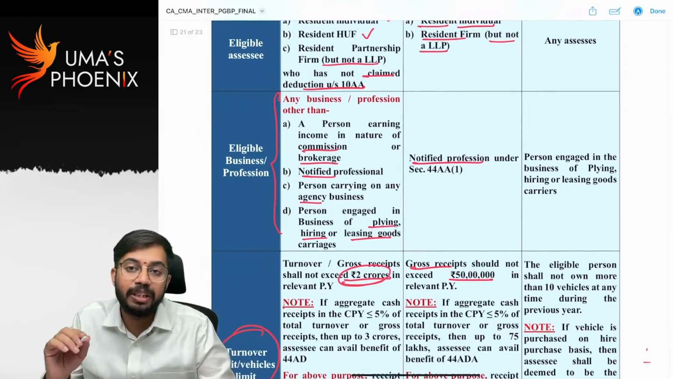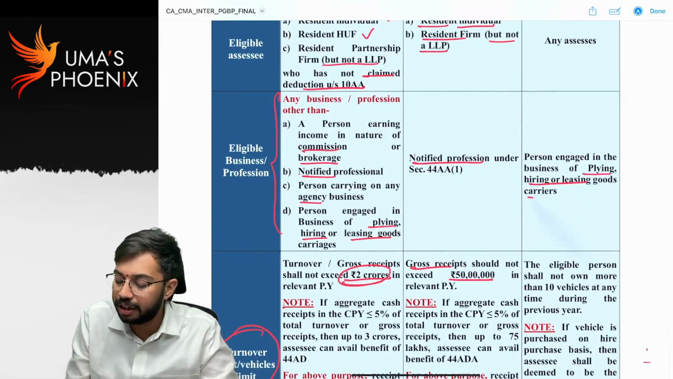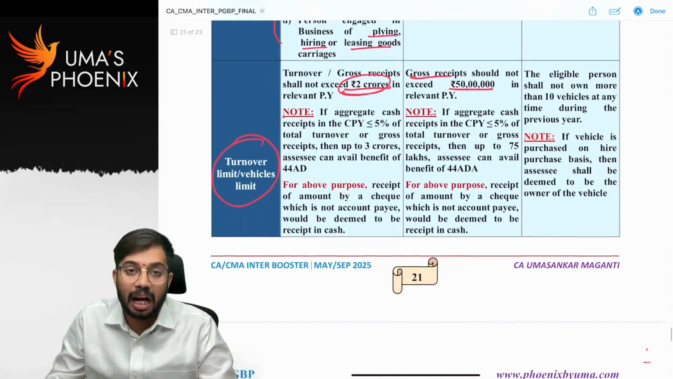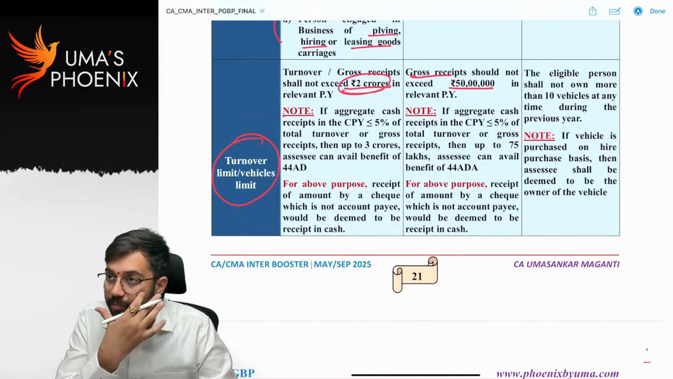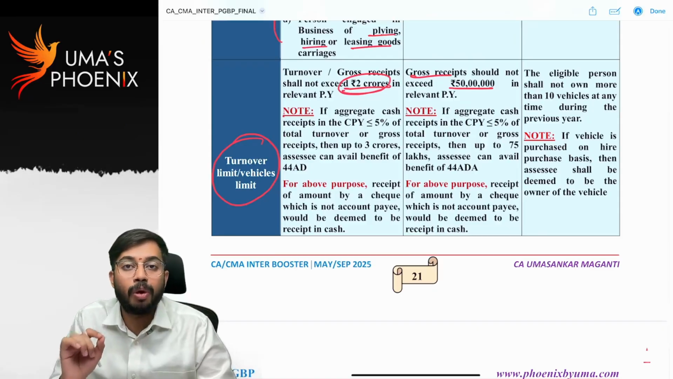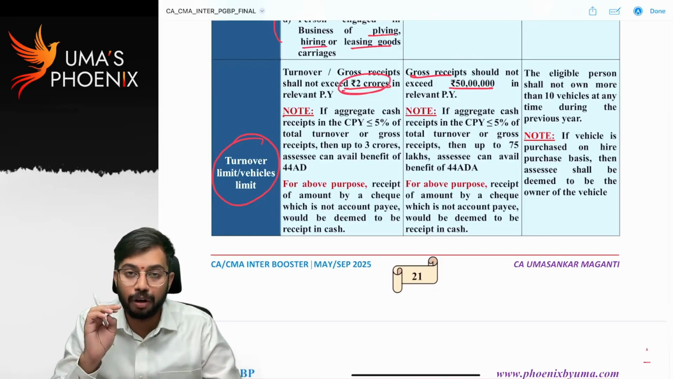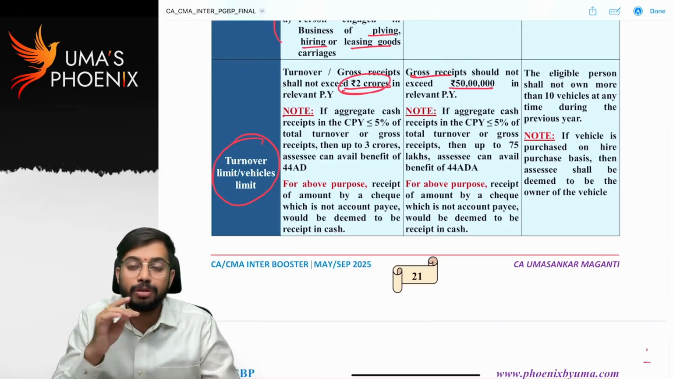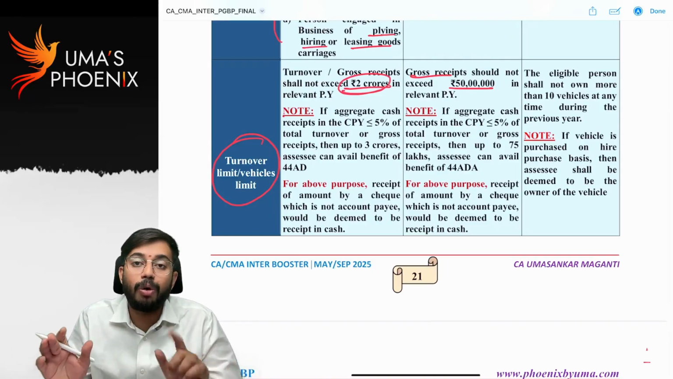But which businesses can choose 44AE? Those who are engaged in the business of plying, hiring or leasing of goods carriages, they only can choose 44AE. What is the condition for choosing 44AE? The assessee should not own more than 10 vehicles at any point of time during the previous year. Then only he can choose 44AE. On any one day in the previous year, if he is owner of 11 vehicles, he is not eligible to choose 44AE. So on any one day during the previous year, he should not own more than 10 vehicles.